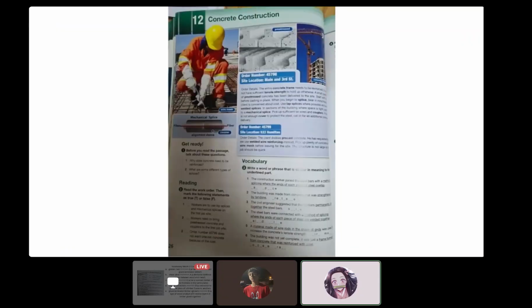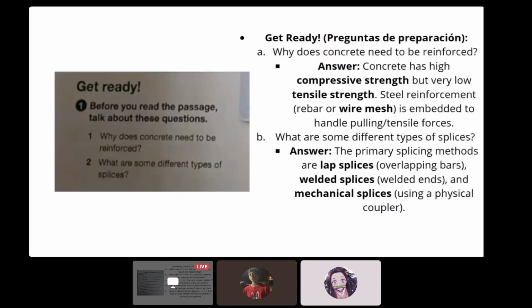Unit 12, Concrete Construction. So first activity, get ready. The first question is, why does concrete need to be reinforced? The answer is concrete has a high compressive strength but very low tensile strength. Steel reinforcement, rebar or wire mesh, is embedded to handle pulling and tensile forces.